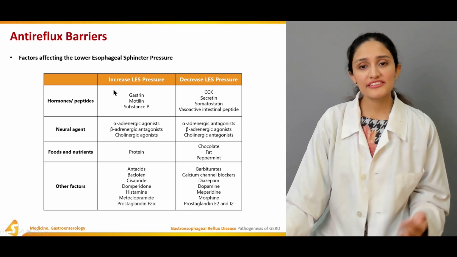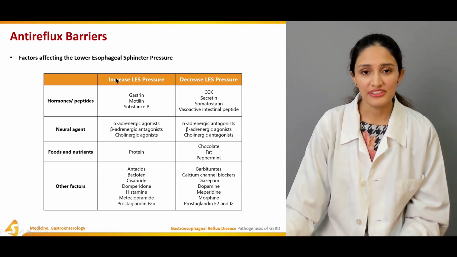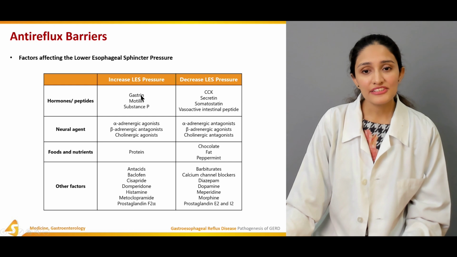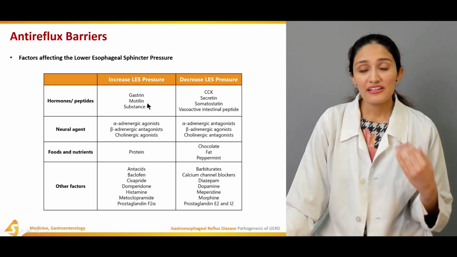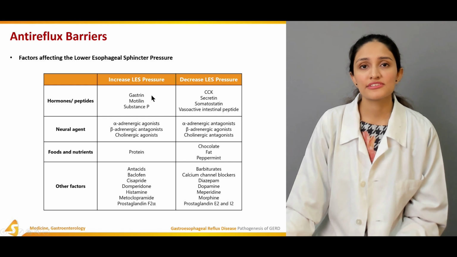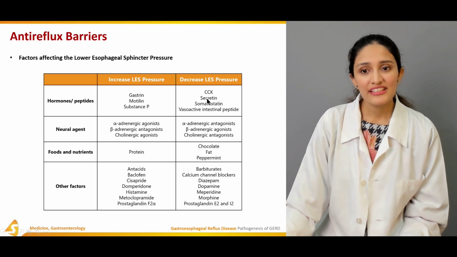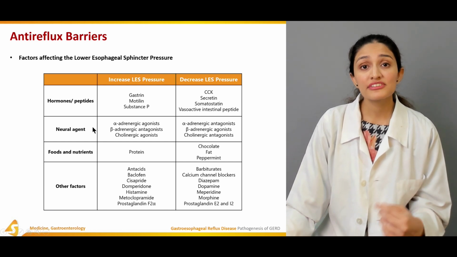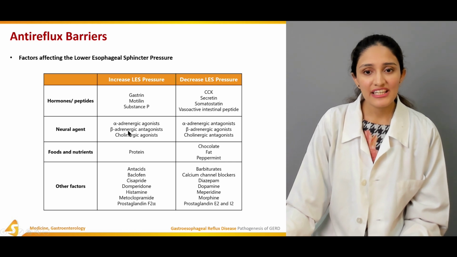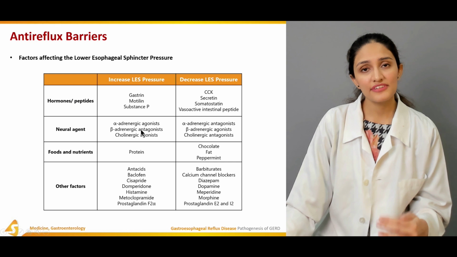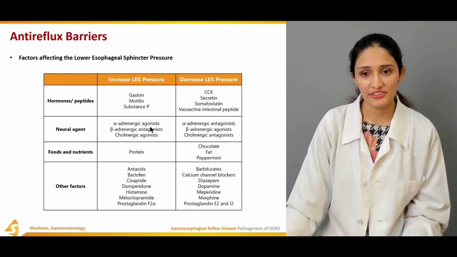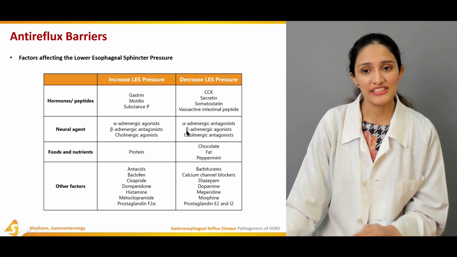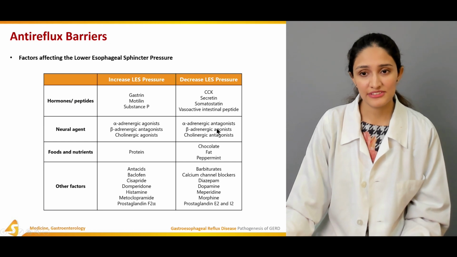Now the factors that affect the lower esophageal sphincter pressure. Among hormones and peptides, gastrin, motilin, and substance P increase the lower esophageal sphincter pressure, whereas cholecystokinin, secretin, and somatostatin decrease it. Among neural agents, alpha-adrenergic agonists and beta-adrenergic antagonists increase the pressure, whereas alpha-adrenergic antagonists and beta-adrenergic agonists, which are the opposite, decrease the lower esophageal sphincter pressure.